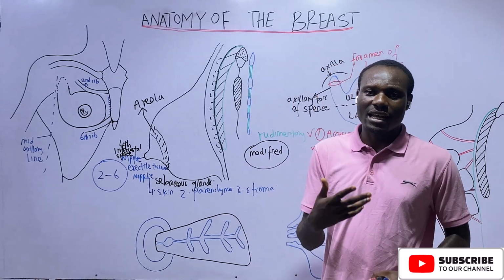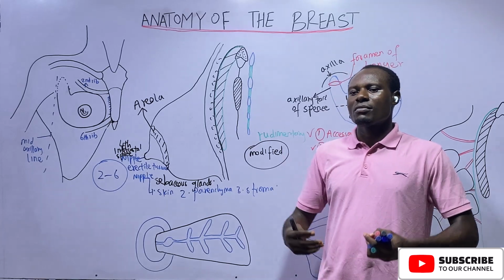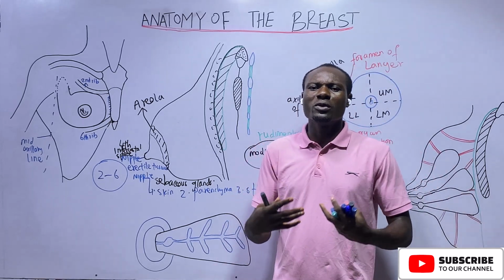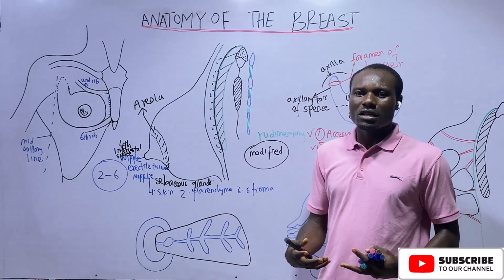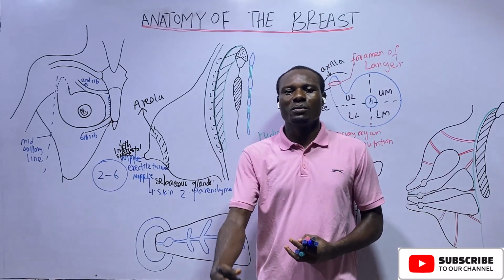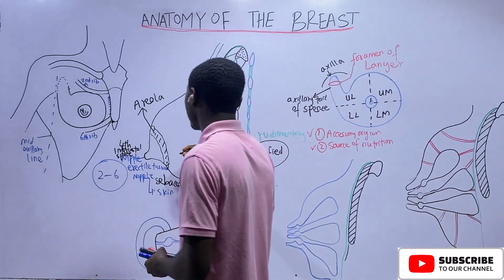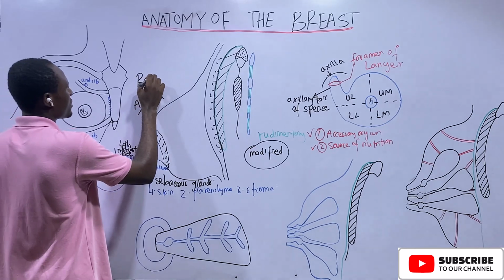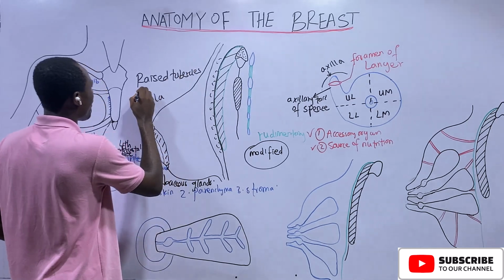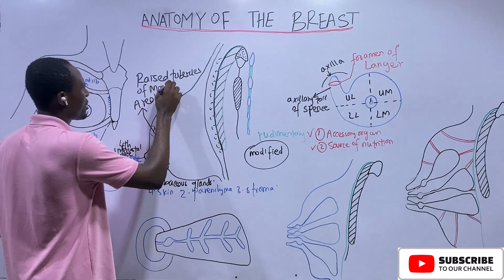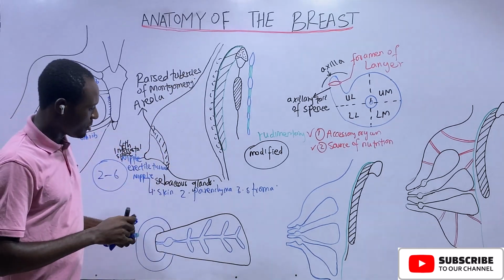However, during pregnancy and lactation, these sebaceous glands can become raised, a form of hyperplasia, in order to meet up with the function. And when you have these raised sebaceous glands in lactating mothers or in pregnant women, they are now called the raised tubercles of Montgomery.